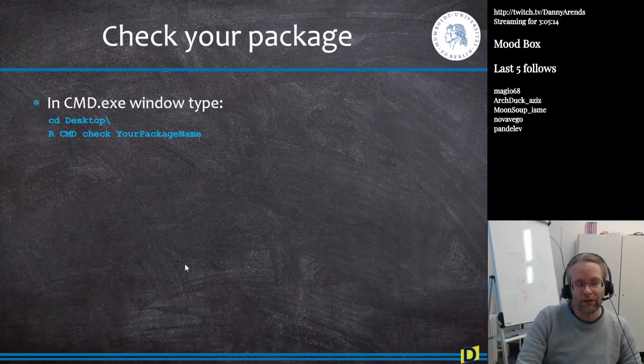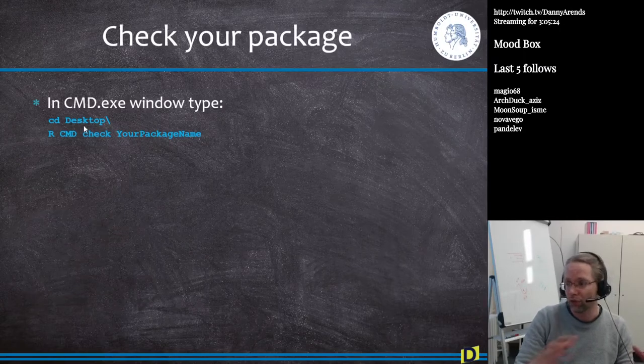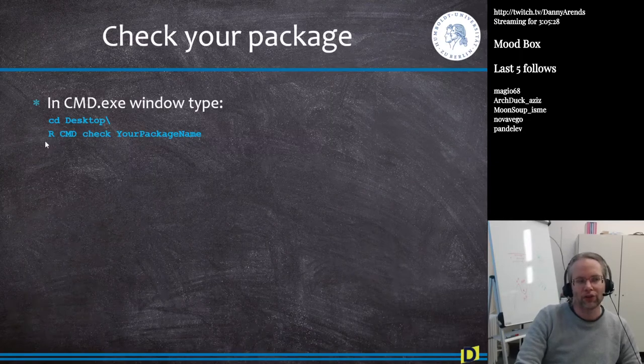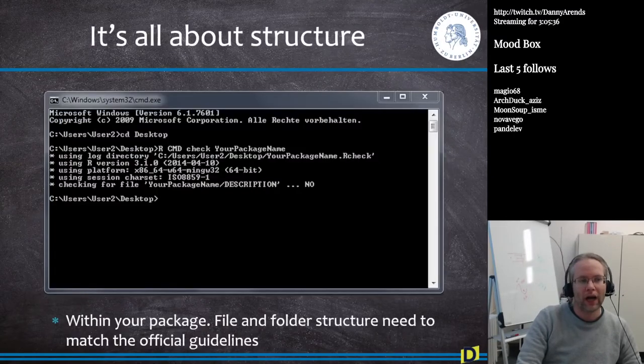In Windows we open the command line, and we have to go to the desktop. That means change directory: cd desktop slash, right? That just moves you from where you are to the desktop folder. Then you execute this command: Rcmd, capitalized, check, small letters, and then the name of the package. What will happen is R will tell you that this is not an official package, because it's checking for files and it sees that a file is missing. There's no description file.